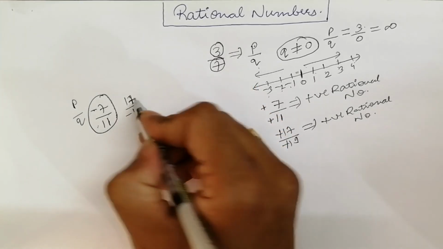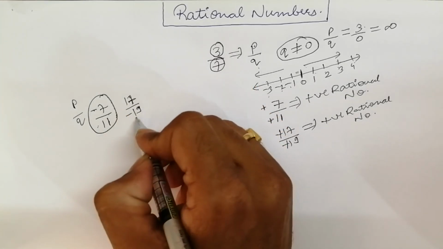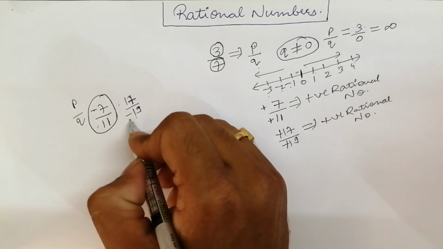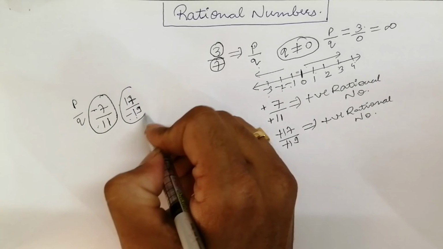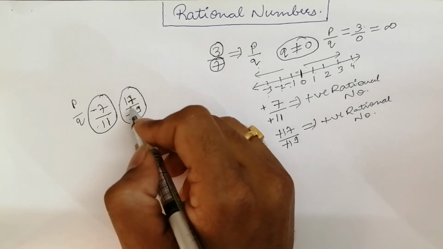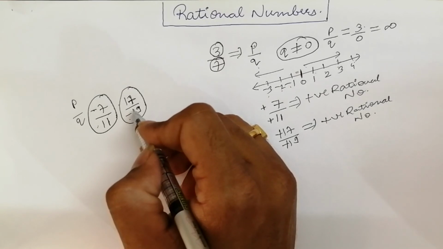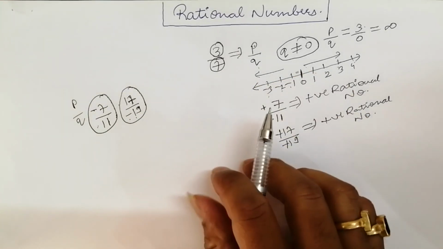Another example is 17/-19. यहाँ पे न्यूमरेटर पॉजिटिव है और डिनोमिनेटर नेगेटिव है, यानी दोनों अपोजिट साइंस है. सो सच नंबर्स आर कॉल्ड एज नेगेटिव रैशनल नंबर्स.